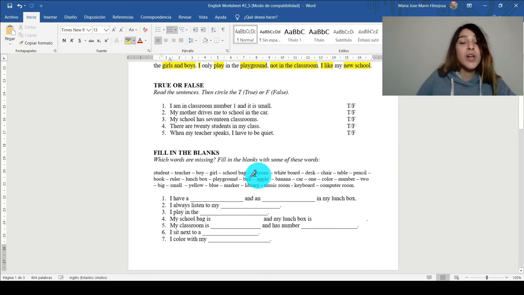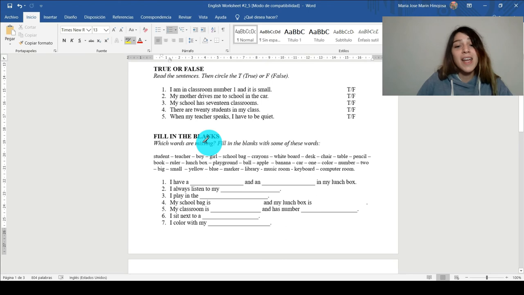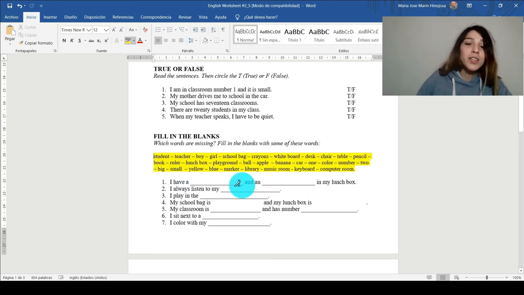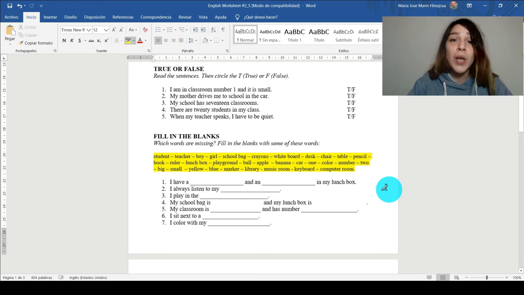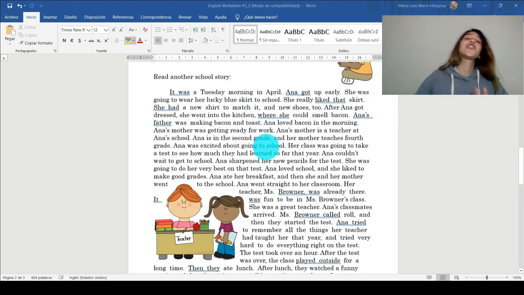The same strategy you are going to use. Después de eso, vas a rellenar las oraciones. Rellena las oraciones con las palabras que están aquí. Si no conoces el significado de estas palabras, use Google Translate or a dictionary. Usa el traductor Google o un diccionario. Let's read the second short story.